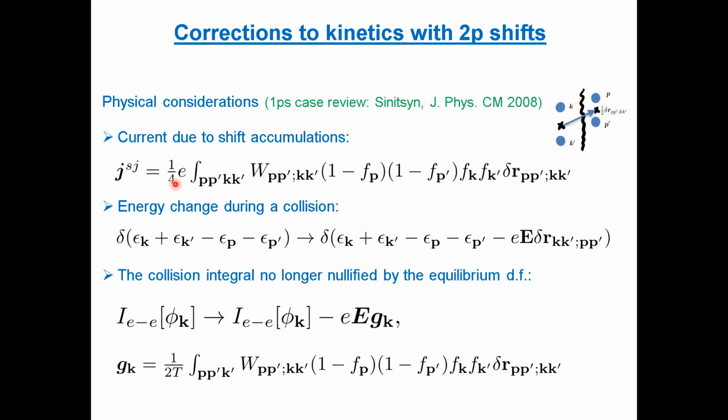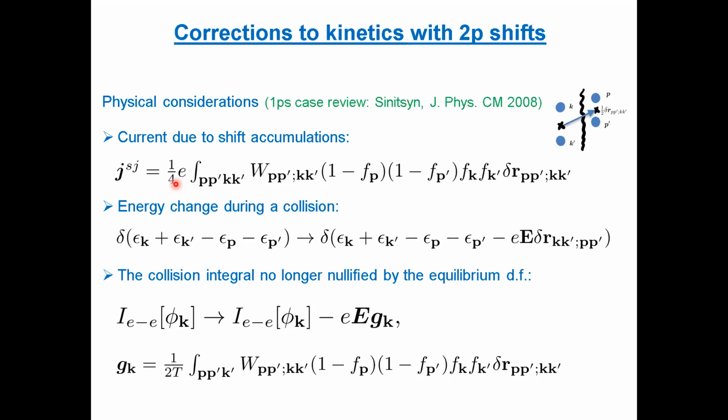Okay, that comes from the shifts. And the other effect of these collisions is that when they happen in the presence of an electric field, and the center of mass of the two electrons gets shifted, there is a potential energy change associated with that. So when you write down the energy-conserving delta function, you need to take into account this change in the potential energy during the collision in the energy balance.